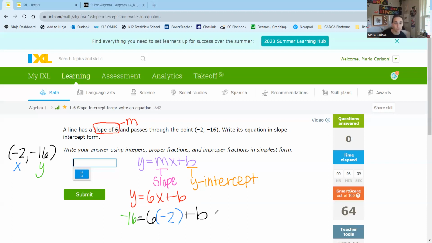So now I'm going to simplify this a little bit. -16 is equal to -12 plus b. Remember, we don't know what b is yet, and that's what I'm trying to find. So I'm going to solve this equation for b and try to get b all by itself. What's over with b right now is this -12, so I'm going to add 12 to both sides.